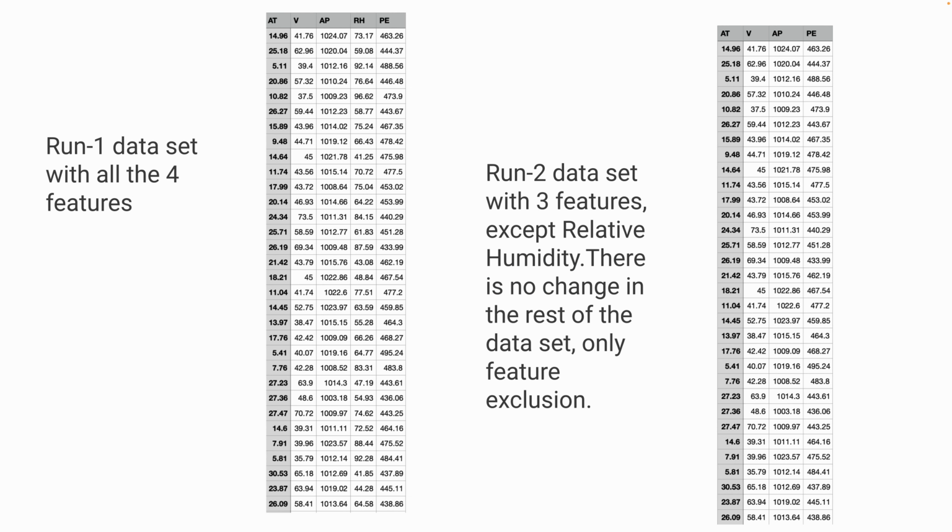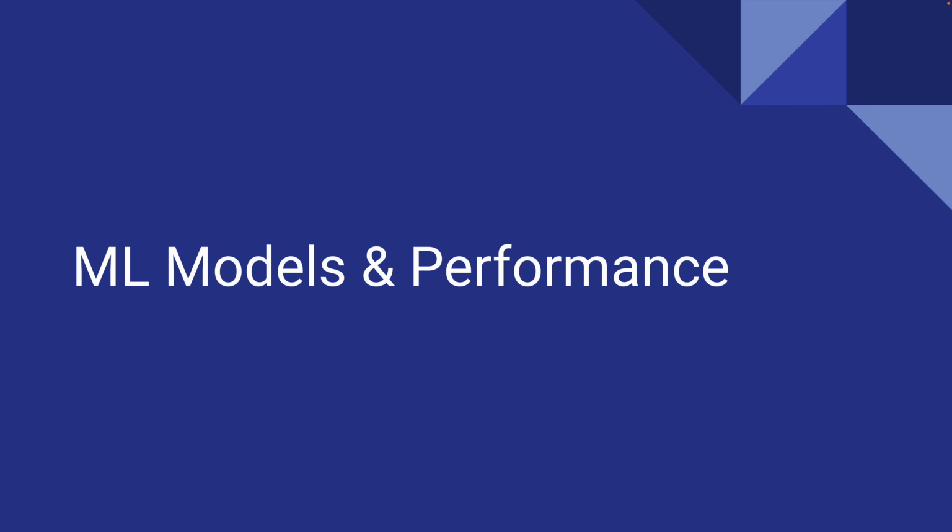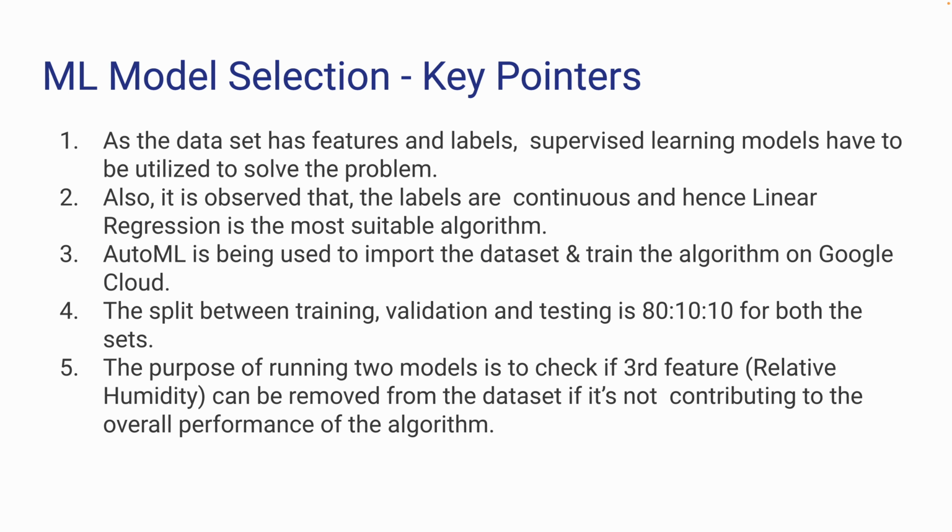Coming to the dataset, a quick look. On the left is your run 1 dataset with all the 4 features, and the run 2 dataset with the RH removed, and everything else has been kept the same. There is no change in any of the other variables. And now coming to the ML models and performance.